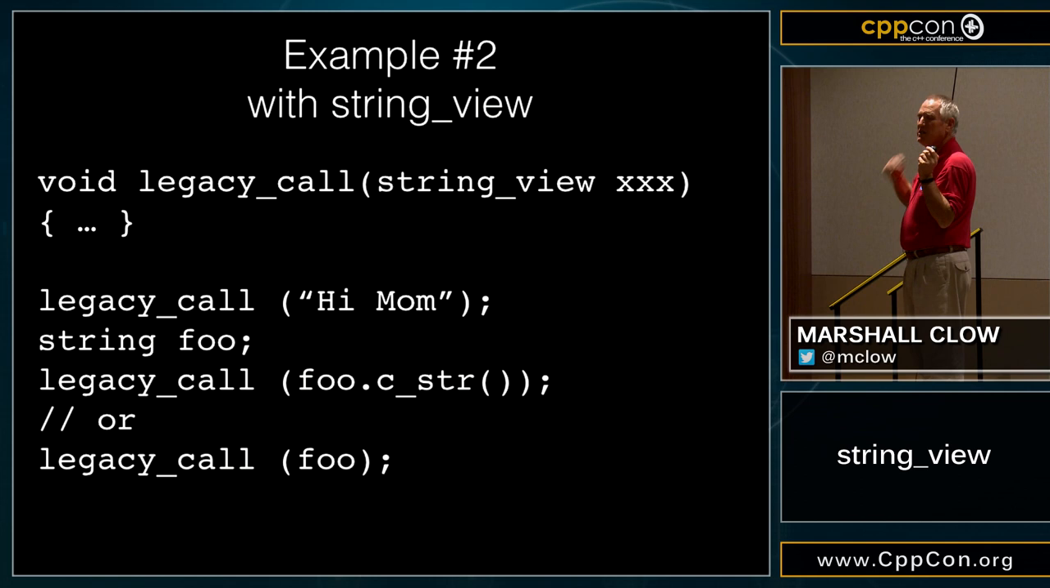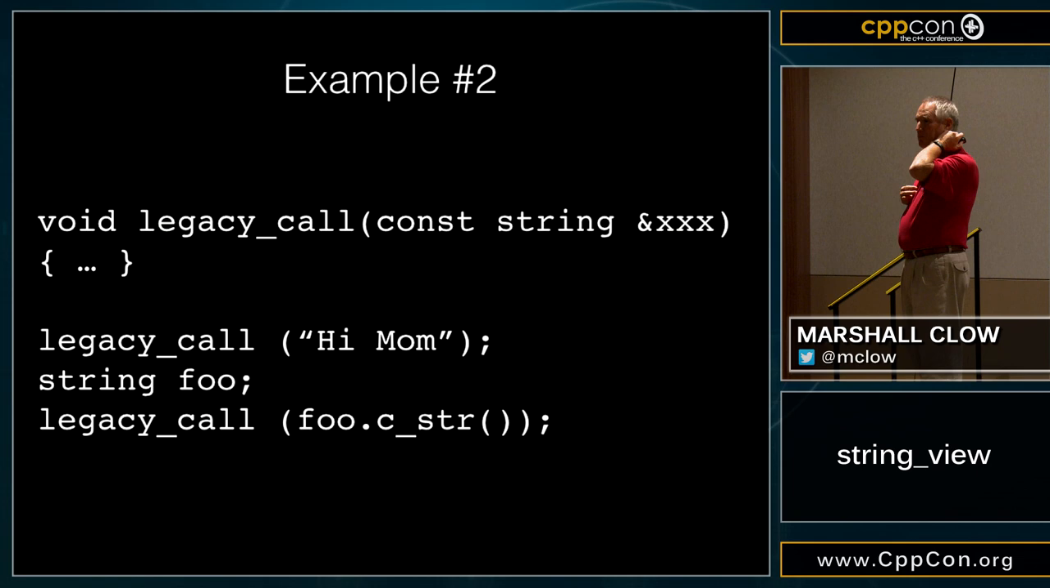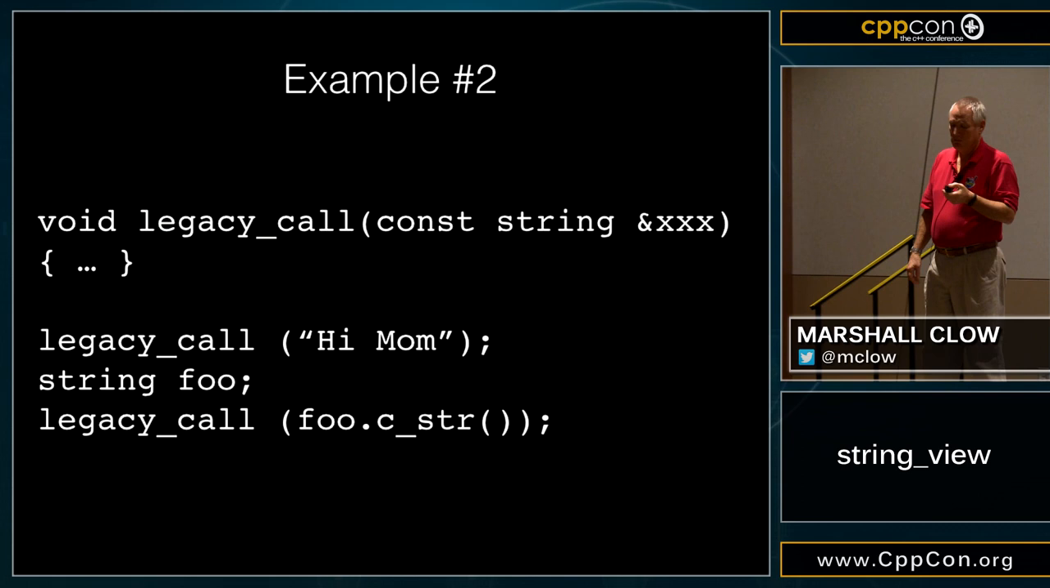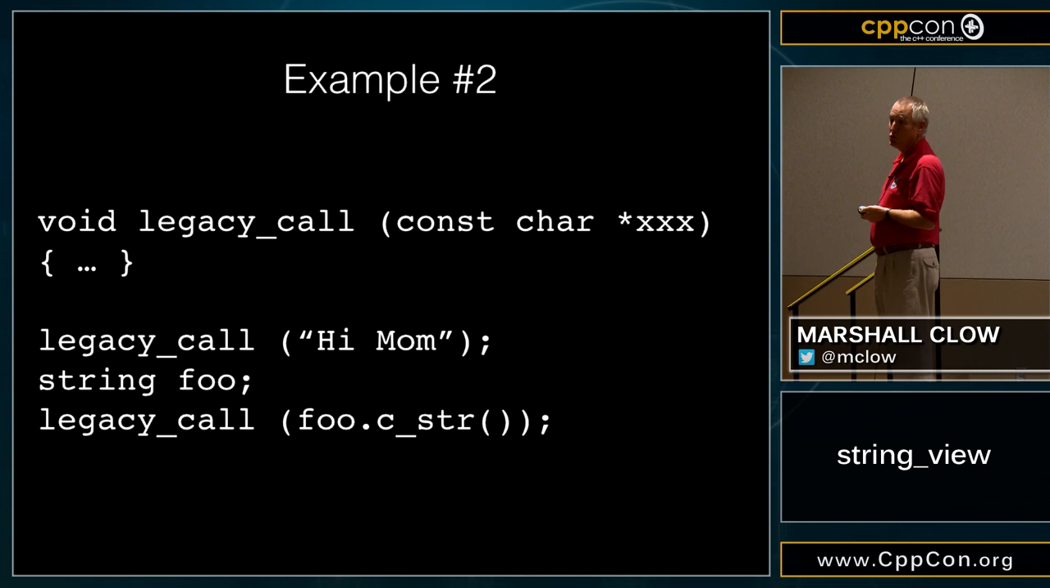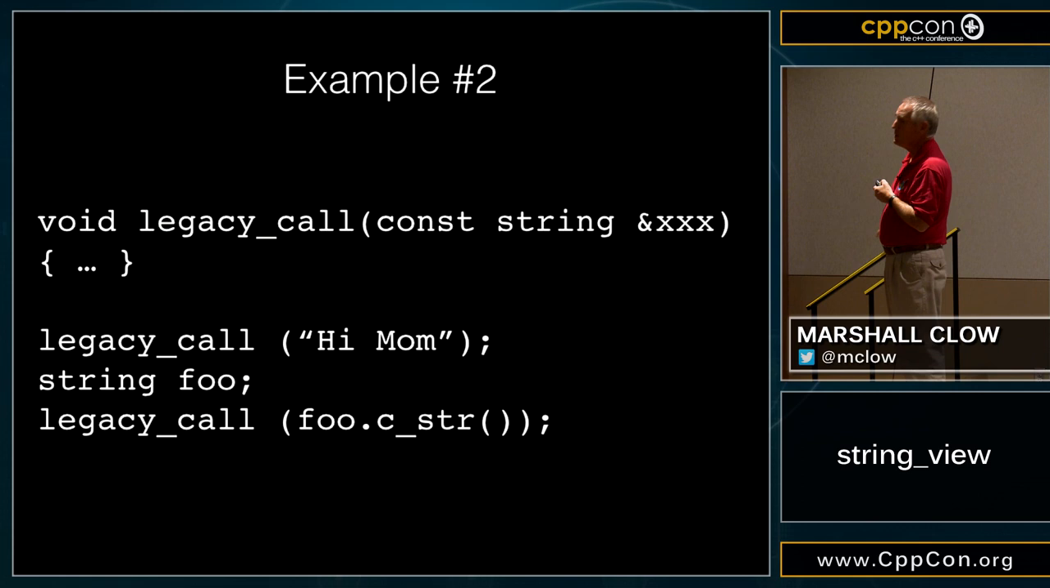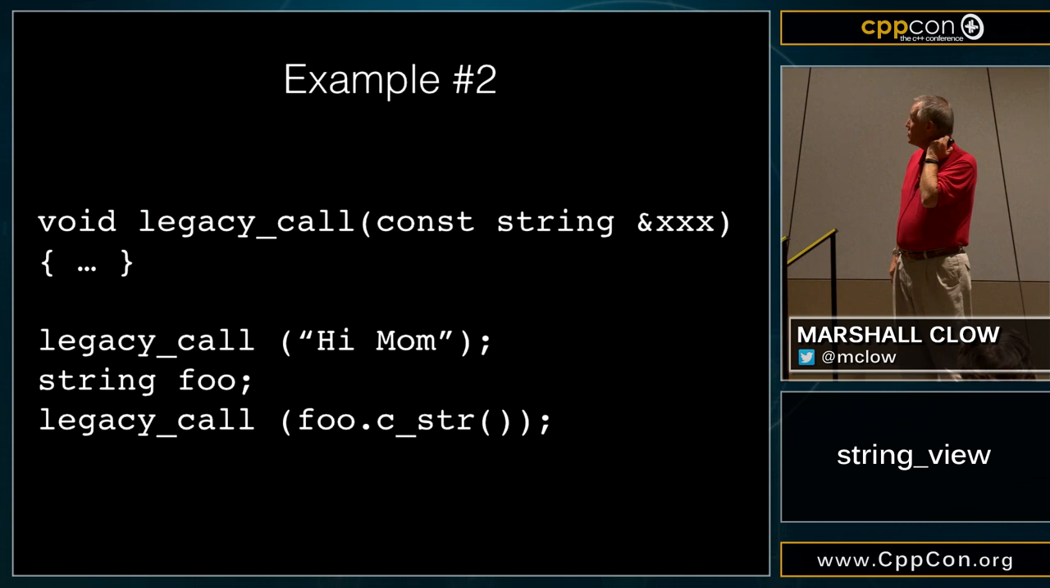String view is implicitly constructible from a char star, but not the other way around, so you change the body of the code. In this case, yes, you change internal to legacy call, but it's the same with that, right? If you change it from a const char star to a string reference, you still have to change the body inside. I was talking about changing the outside.